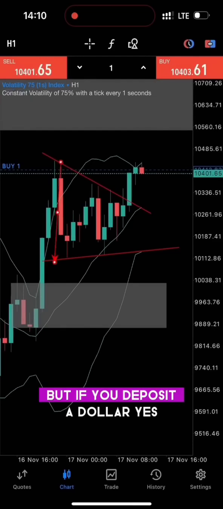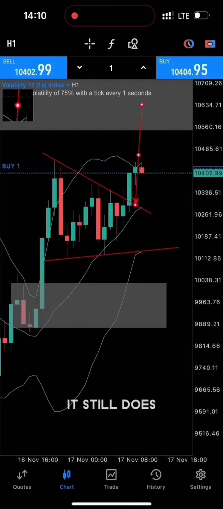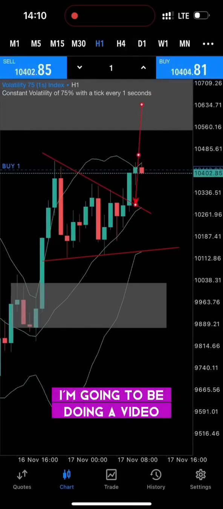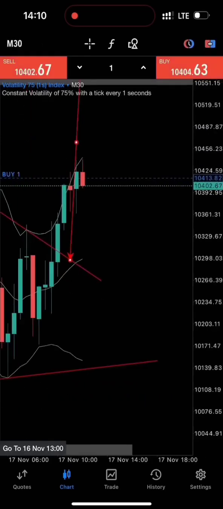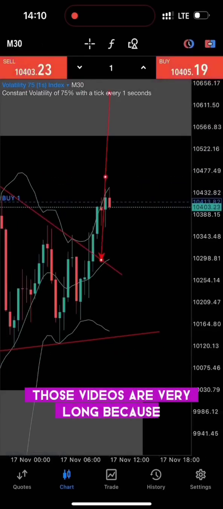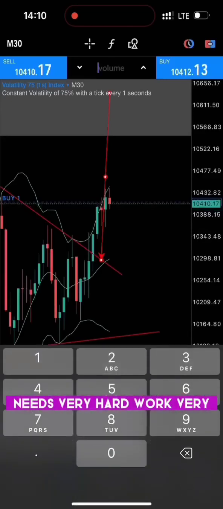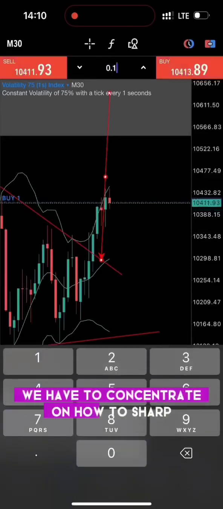But if you deposit $1, yes, it still can work. I'm going to be doing a video for you on that. Those videos are very long because raising a very small account needs very hard work. We have to concentrate on how to get a sharp entry.